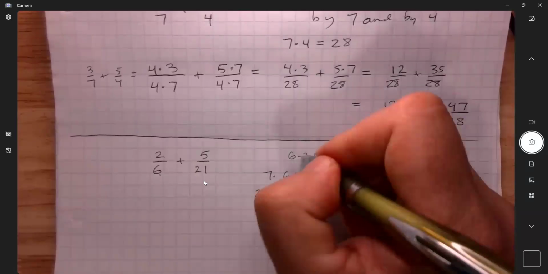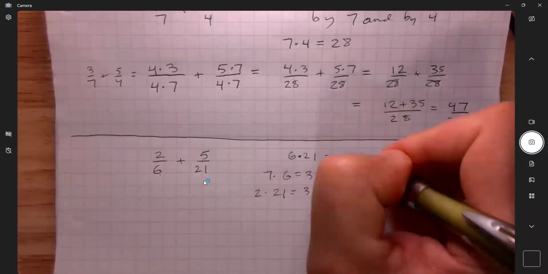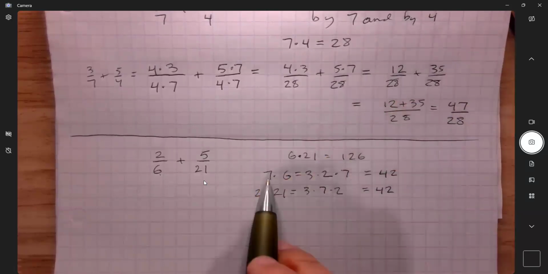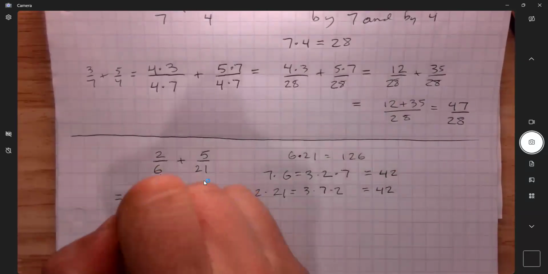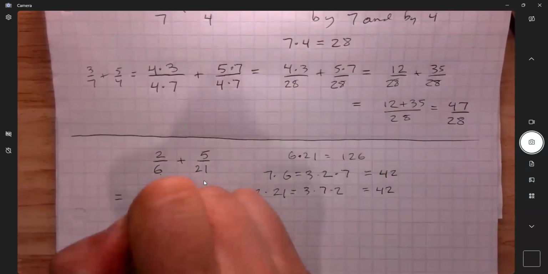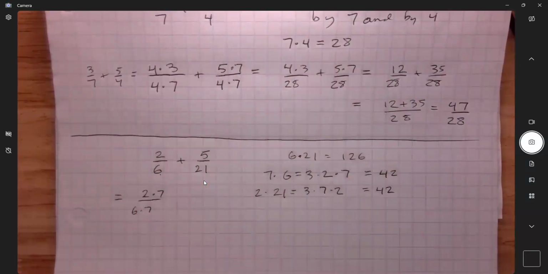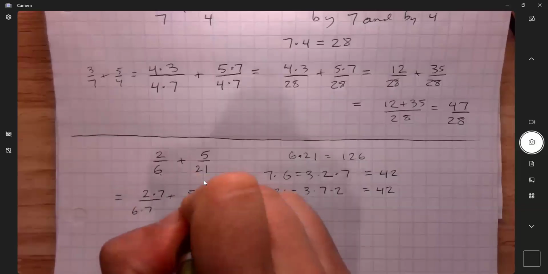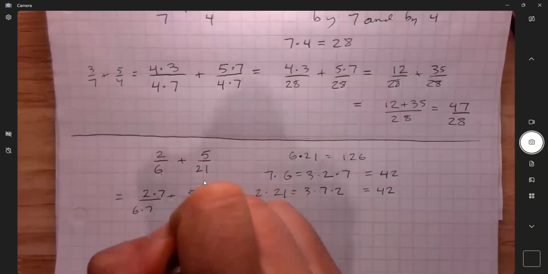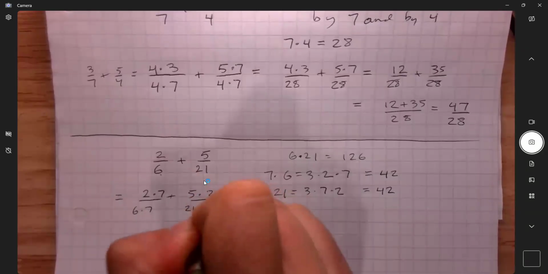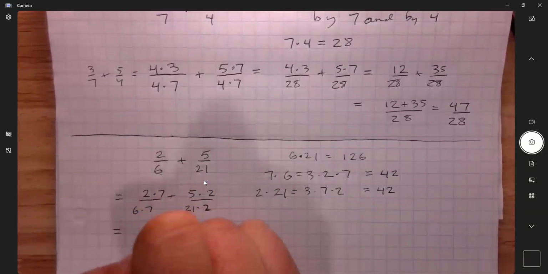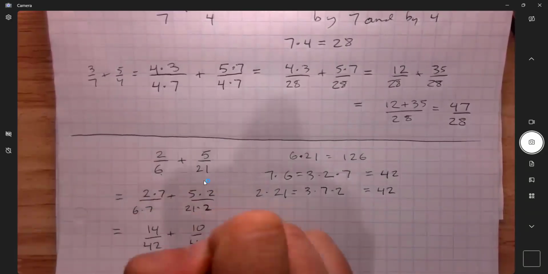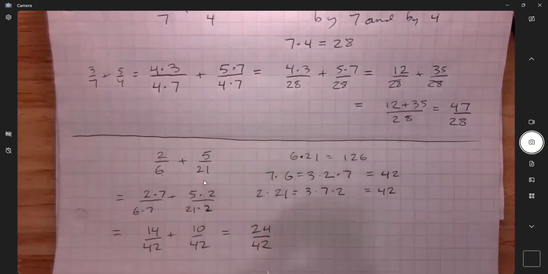So you can always just multiply the denominators, no matter how big they are, but often you can multiply by only a part of each denominator. So here I would do 2 over 6 times 7, so I have to multiply the top by 7 as well, plus 5, and there I would do the 21 times 2, and that means I have 14 over 42 plus 10 over 42, which is 24 over 42. A lot easier than working with the number 126.